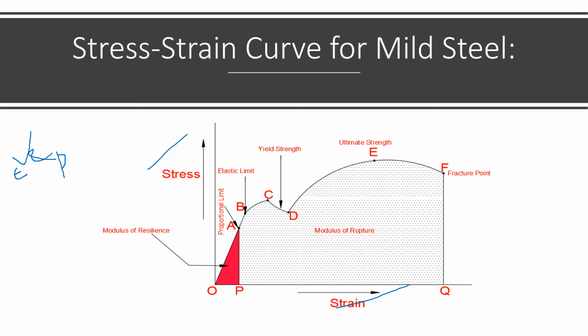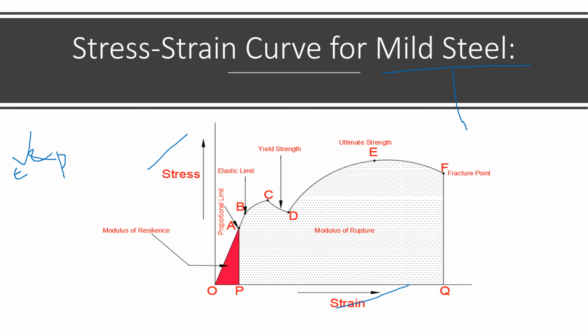Now let us start the stress strain curve for mild steel. We know the different types of materials. We have three different types: ductile material, brittle material and malleable material. Mild steel is a ductile material.